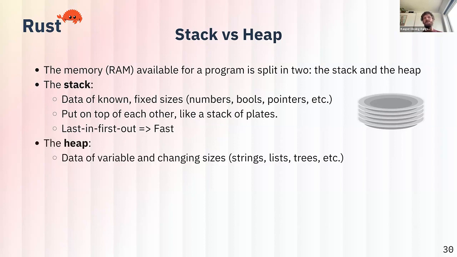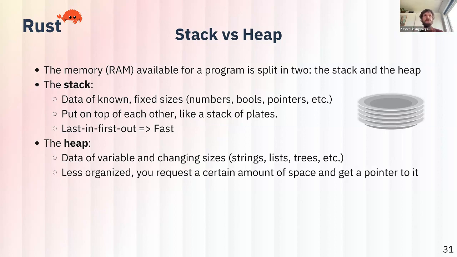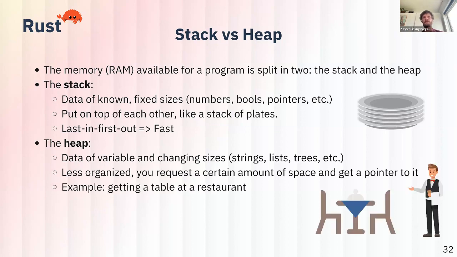Whereas the heap works in a different way. So this is for data of variable sizes and changing sizes as well. So this is for things such as strings and lists and trees, etc. So bigger types of data. And it's less organized. It works by you requesting a certain amount of space, and then you get a pointer to it. And this pointer you can then store onto the stack, actually. An example for this is like getting a table at a restaurant. You go to the restaurant and then you say, hey, we need a table for 6 people. And then they'll show you to a table, and this is table number 4. And this number 4 is then the pointer to the table.